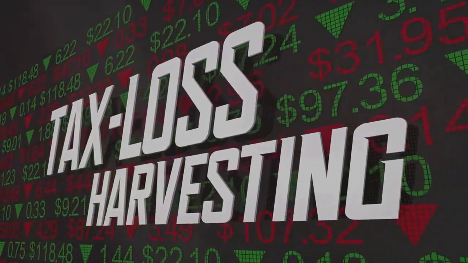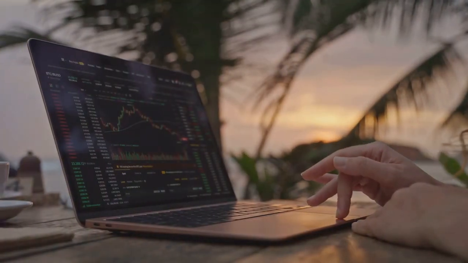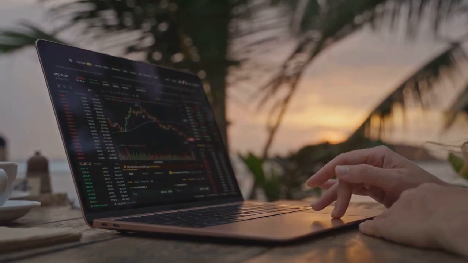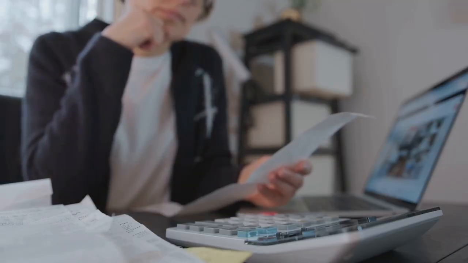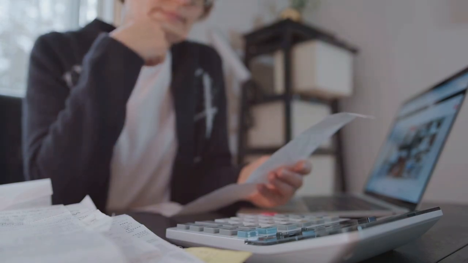Then there's Zen Ledger. Known for its comprehensive features, Zen Ledger supports DeFi, staking, and NFTs. Plus, it provides audit reports to keep you compliant with the IRS.